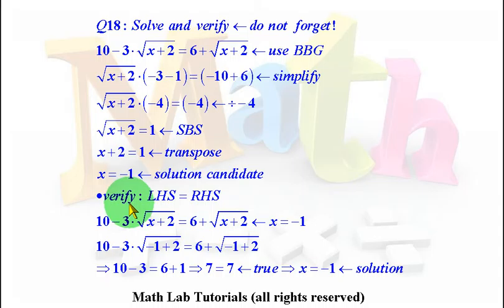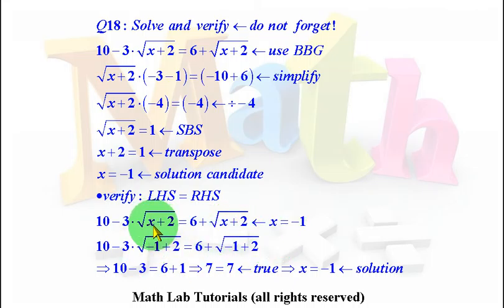And finally, we need to verify that the left-hand side is equal to the right-hand side. So as usual, we copy-paste the original radical equation. We drop it down here. We get our solution candidate. There it is. And we substitute into the left-hand side over here, into both sides in this case.